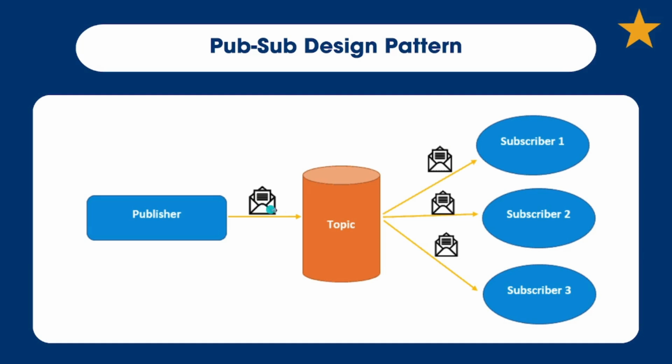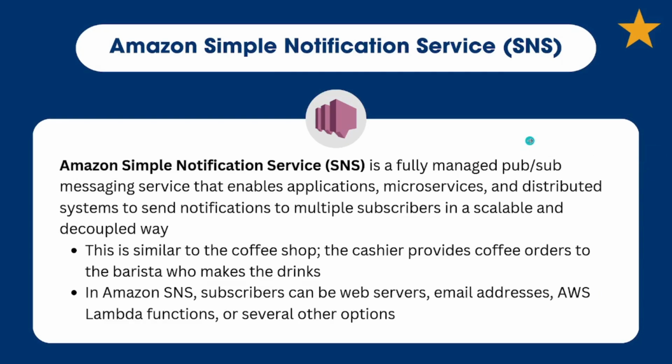You can send one message to one topic, and that topic will distribute it amongst many subscribers. A service in Amazon that actually handles pub sub messaging is the Amazon Simple Notification Service. It enables applications, microservices, and distributed systems to send notifications to multiple subscribers in a scalable and decoupled way. We'll talk about that decoupled a little bit more.